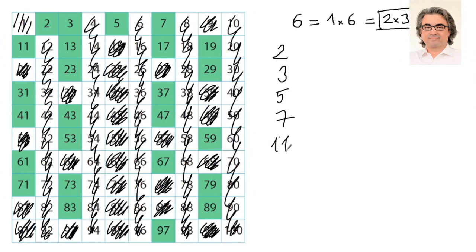What about 11? 11, 22, 33, all claimed before. 44, 55 claimed before. 66, 77 claimed before. 88 claimed before. 99 claimed before. So there are no other multiples that can be claimed from the blackboard.